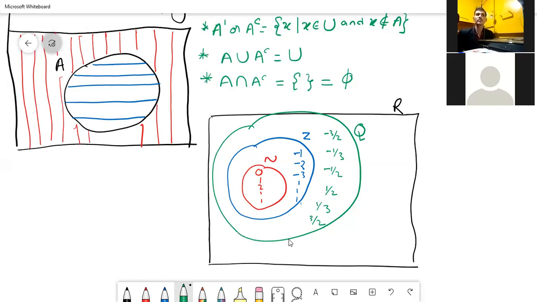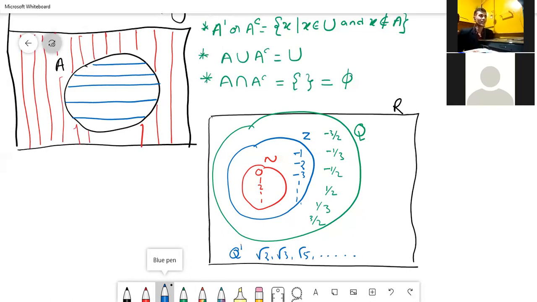Will all this form real numbers? Is anything missing? If you think this is all there is in real numbers, it is wrong. All rational numbers are real numbers, but there is an outside region. Some complement will be there. What is that complement? It is nothing but the complement Q dash, the numbers which are not rational, which cannot be written in p by q form. A few examples: √2, √3, √5, and so on. Their decimal expansion is neither terminating nor repeating.